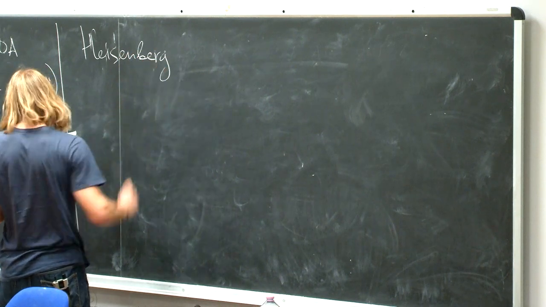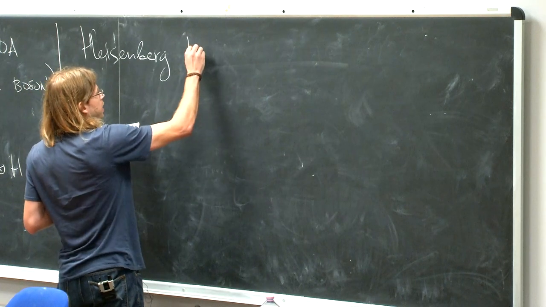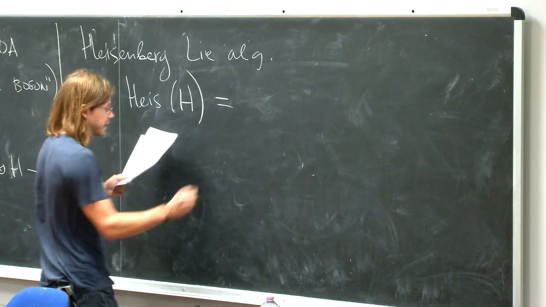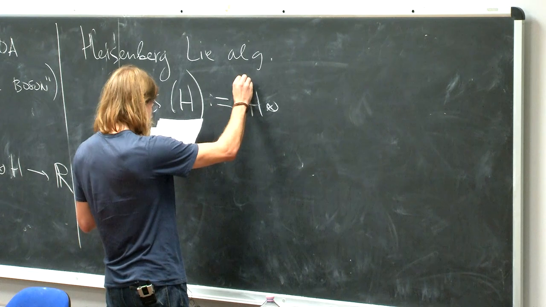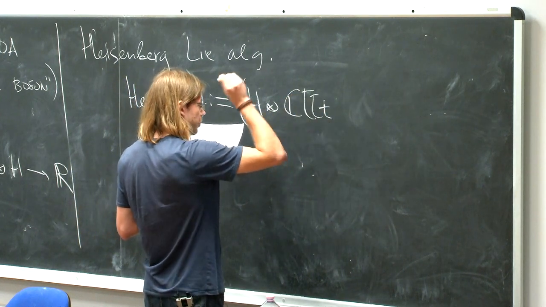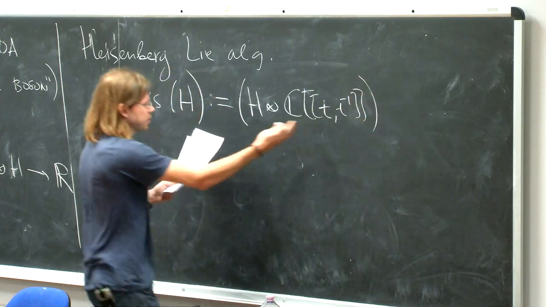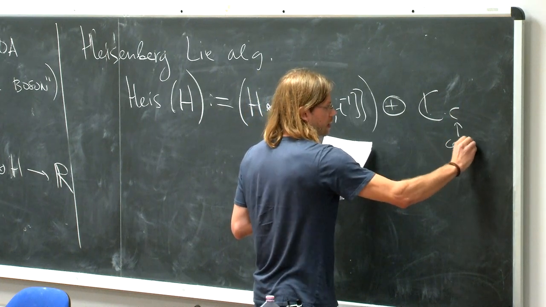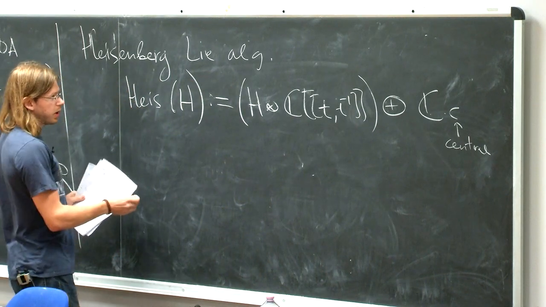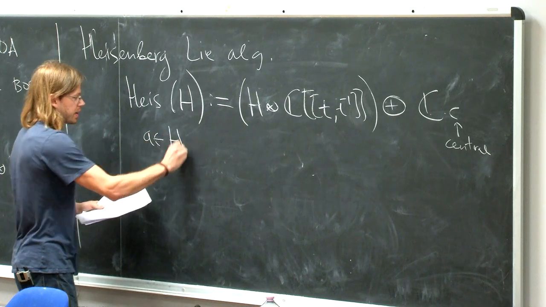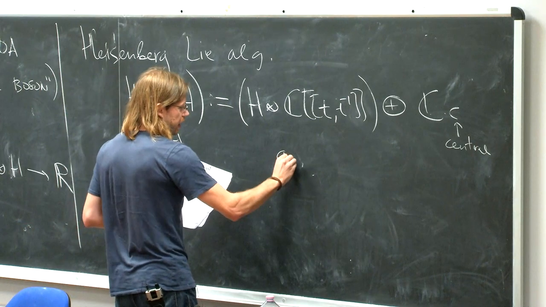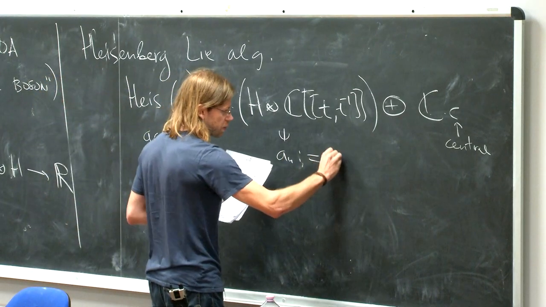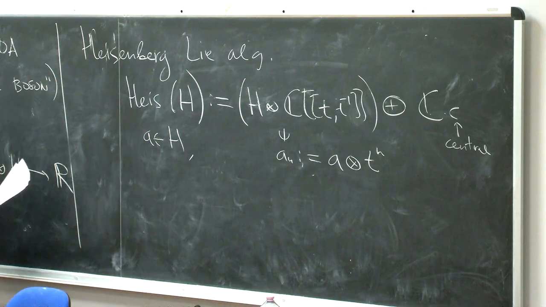So let me remind you, and also in order to fix some notation, the Heisenberg Lie algebra, let me denote it by Heis(H). As a vector space, it's the following: it's H tensored with formal Laurent series in some formal variable t. So this can be understood as a loop space constructed from H. And I also add a certain central element C. Let me introduce the following notation: for A some element of my vector space H, I can construct a corresponding element A_n, which is by definition just A tensored with t^n, where n is an integer.